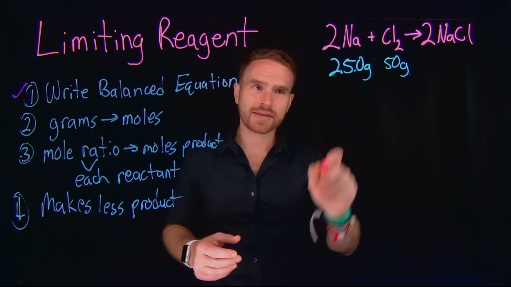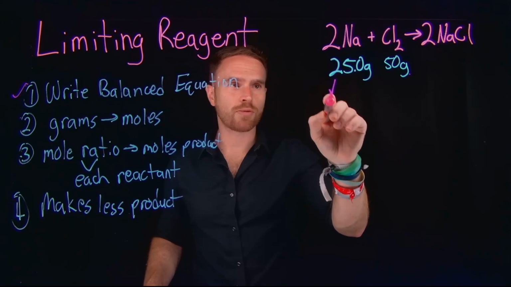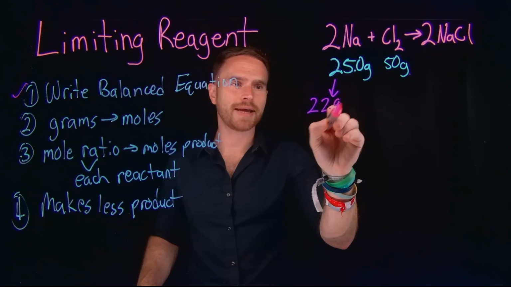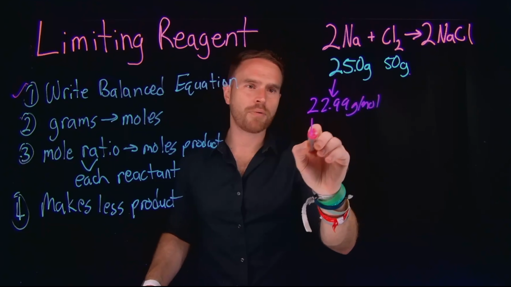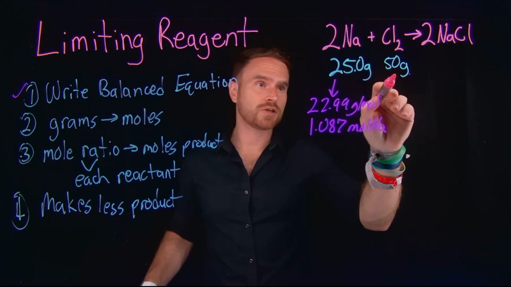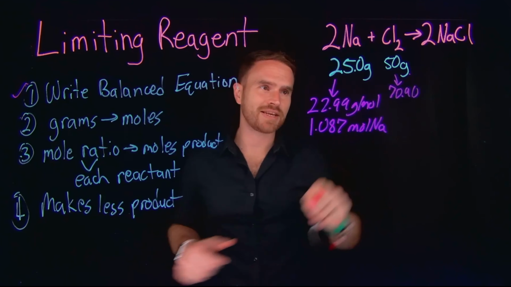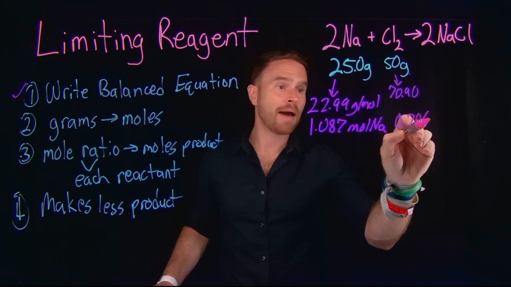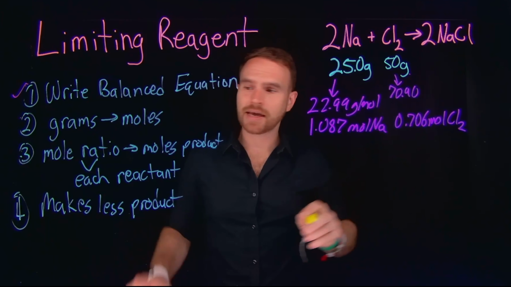Next, we need to convert the amount of grams of each of these reagents into the moles of those reagents. And for that, we can use the molar mass, because 25 grams of sodium can be divided by 22.99 grams per mole for sodium, where we can figure out that we have about 1.087 moles of sodium metal. The molar mass of Cl2 is 70.90 grams per mole, and if we divide 50 by 70.90, we see that that means that we have 0.706 moles of Cl2.